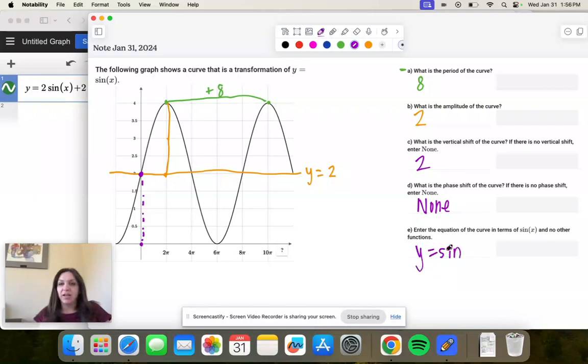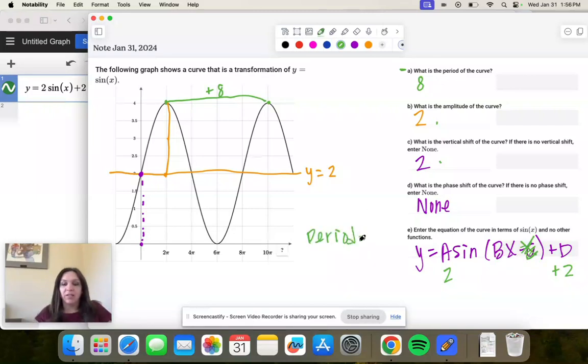Y equals, oops, I forgot the A. A sine of bx minus c plus d. So amplitude is 2, vertical shift is 2. There's no phase shift, so c is going to be 0. To find b, we're going to use the period. So the period, which is 8, equals 2 pi over b. So let's solve for b.